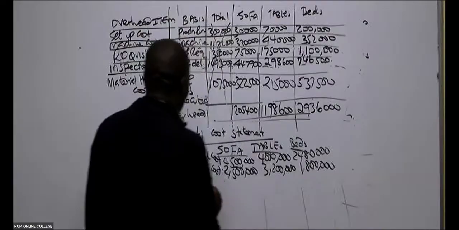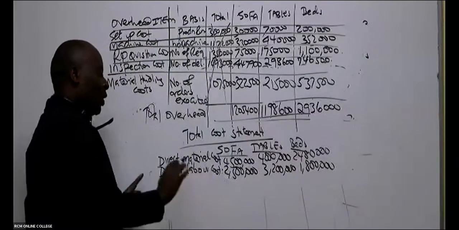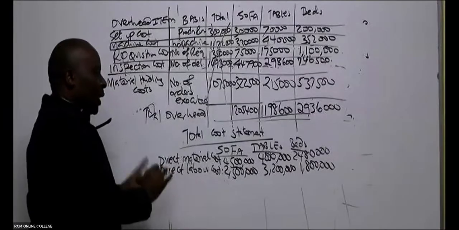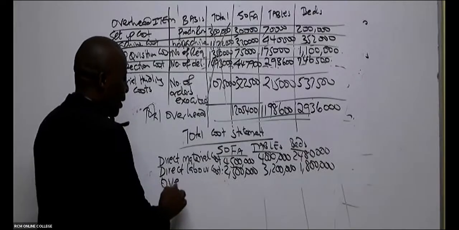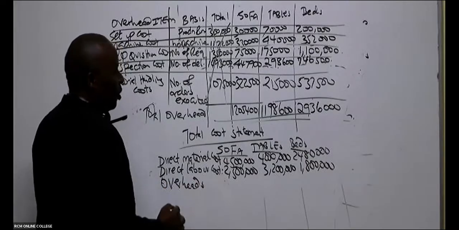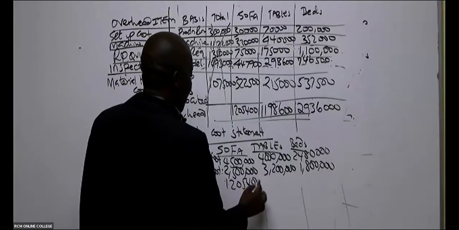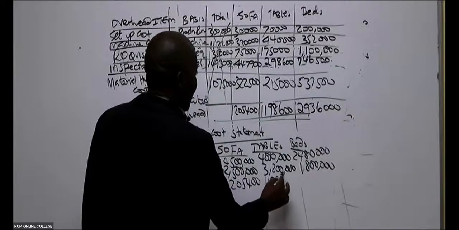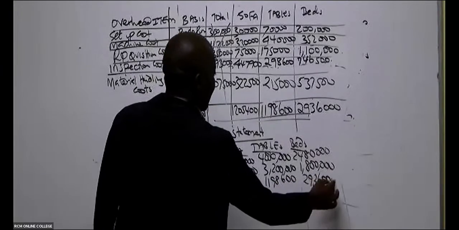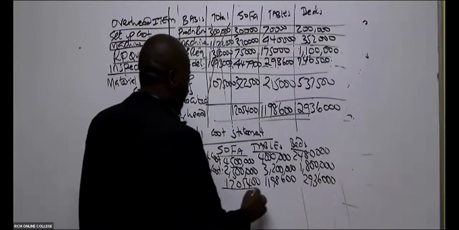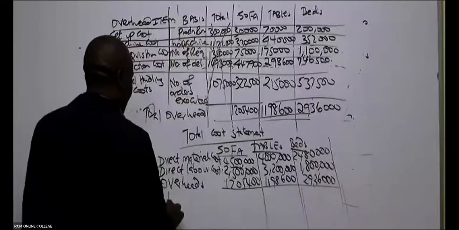Now from there, is that everything? You can write prime cost to get the total, although that step is unnecessary. Unless the examiner wants it, don't write it. You simply come and give us here the overheads. Overheads, you already have them here now. So we have 1,205,400, 1,198,600, 2,936,000. So come and add this up and give me the total costs.